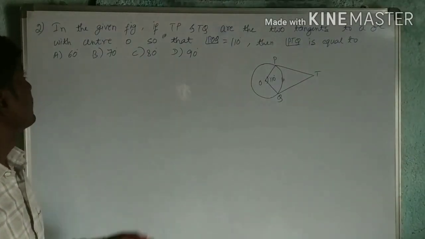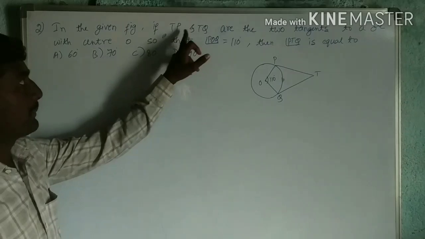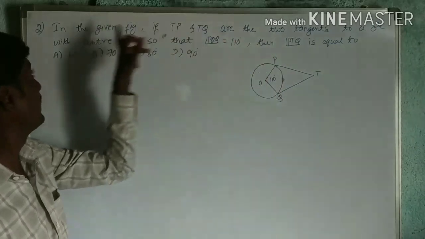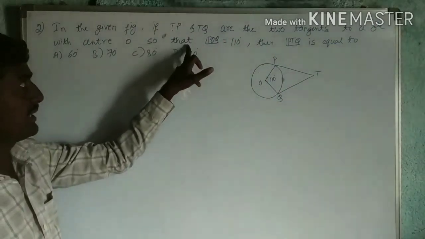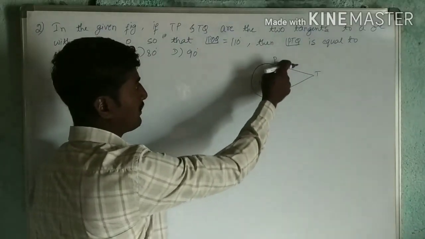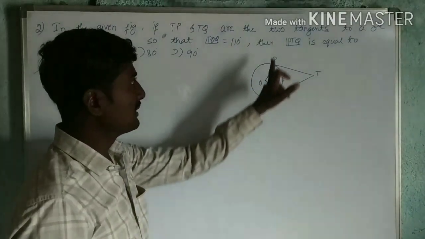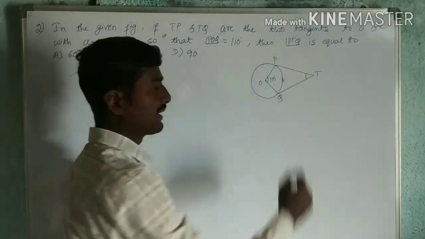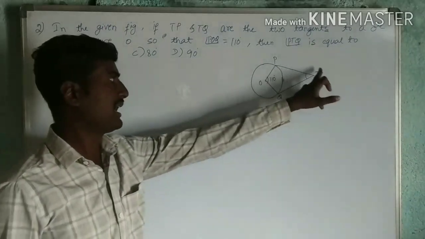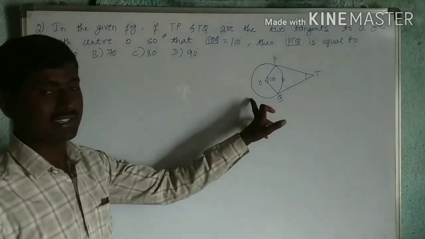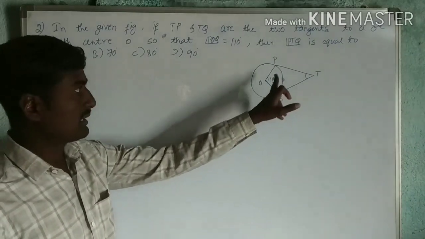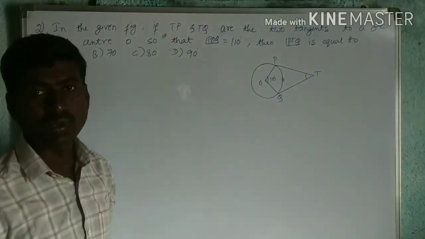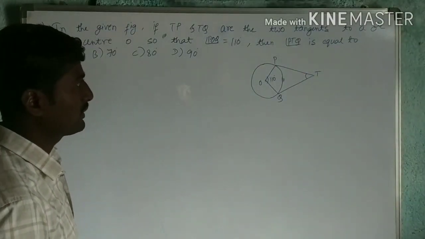Now the second question. In the given figure, if TP and TQ are the two tangents to a circle with center O, so that angle POQ is 110 degrees, then angle PTQ, we have to find this angle. Okay. So they said that PT and TQ are the two tangents to the circle with center O, so that the angle POQ is 110 degrees. Then we have to find the angle PTQ. Okay, and already we know that.